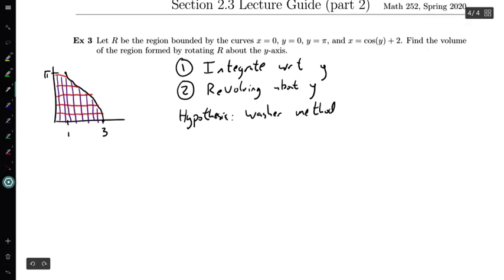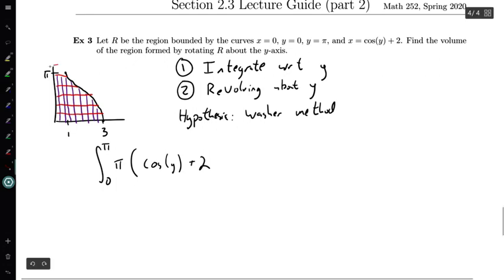Great. So let's go ahead and actually set up this integral. The washer method tells me to integrate from the lower bound on y, which is y equals 0, to the upper bound, which is y equals pi. And we want to think about taking pi times the outer radius squared minus the inner radius squared. So the outer radius, or the larger x values here, are given by this equation, x equals cos y plus 2. And so we want to look at cos y plus 2 squared. And we want to subtract away the inner radius, but the inner radius is the line x equals 0. So we're not subtracting away anything, and we're just looking at cos y plus 2 squared dy here.